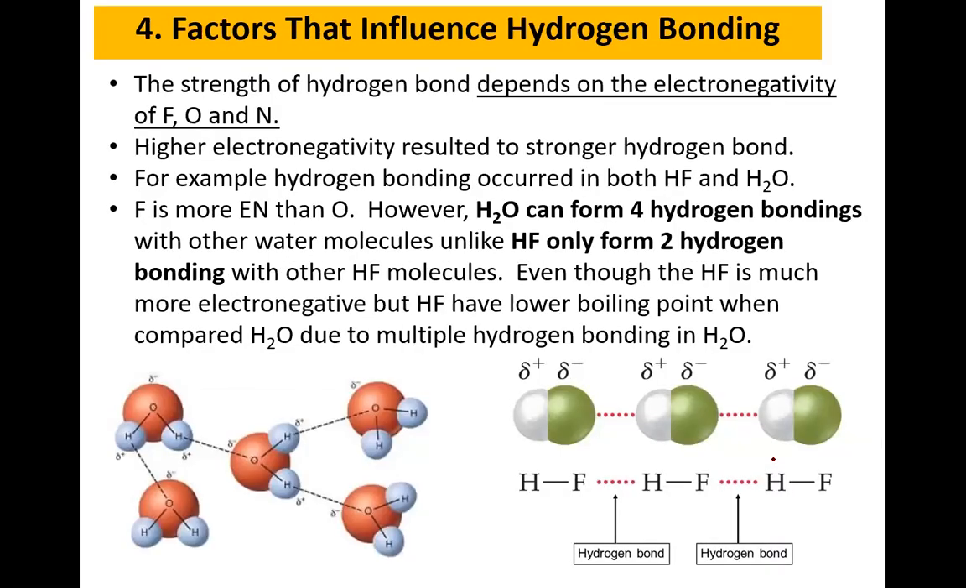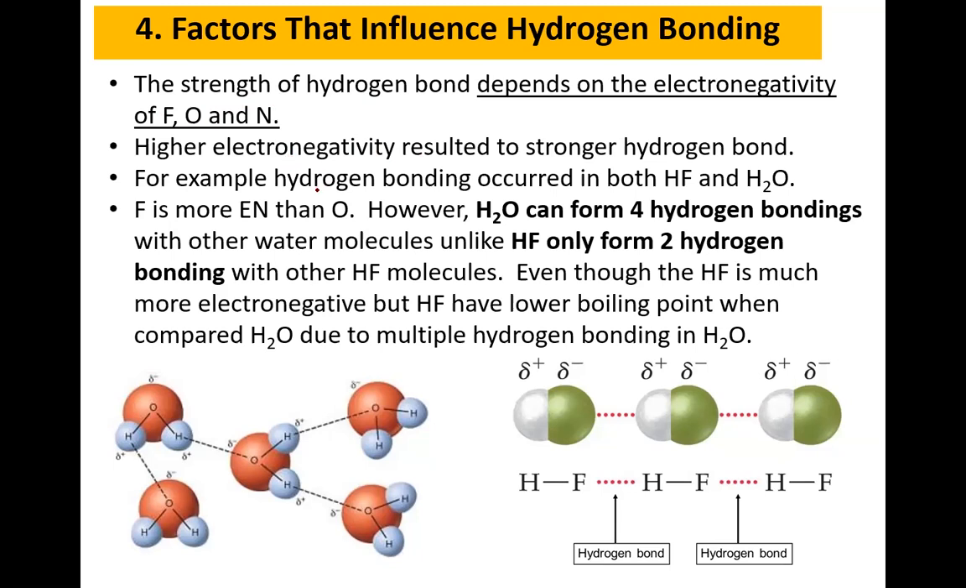So, factors that influence hydrogen bonding. The strength of the hydrogen bond depends on the electronegativity of the fluorine, oxygen, and nitrogen atoms. Higher electronegativity results in a stronger hydrogen bond.